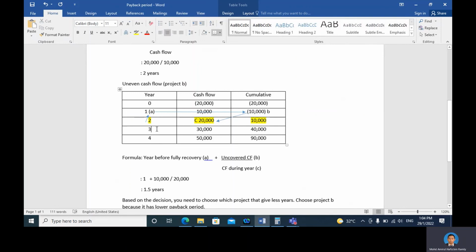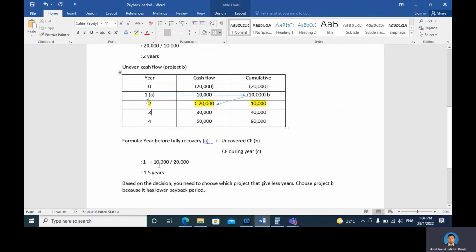Then uncovered CF, you drag directly to the B, which is at the cumulative. At the cumulative, name it as B, and divide by CF during year. The year that has turned to positive, we name it as C. A, B, C. Ignore the negative sign, you just take the value 10,000. So 10,000 divided by 20,000 plus 1. So the answer would be 1.5 years.